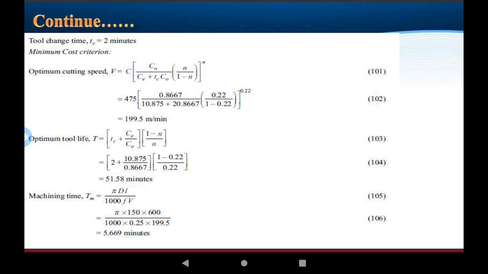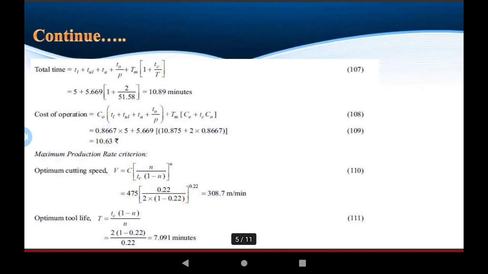Tm equals pi d L upon 1000 f v. Putting in the values: pi into d, the diameter of the job, 150, into L, the length of the bar, 600, upon 1000 into f, the given feed rate, 0.25, into v, the optimum cutting speed, 199.5. The machining time is 5.669 minutes.